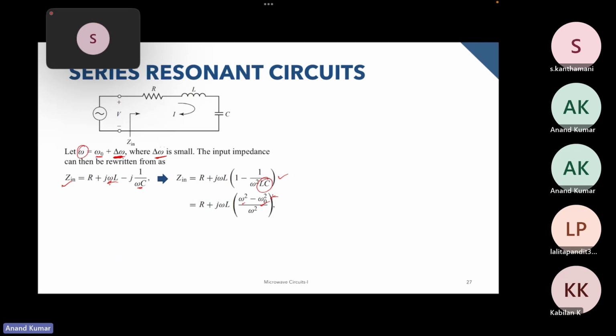So omega naught is the resonance frequency, which is 1 by root LC, and now we can write omega squared minus omega naught squared as omega minus omega naught multiplied by omega plus omega naught. This thing over here is delta omega, and this thing over here can be written as 2 omega minus delta omega. So we have removed the omega naught term from over here.